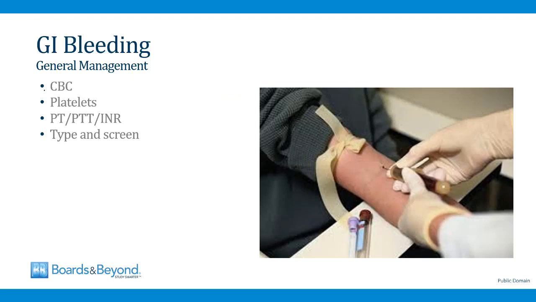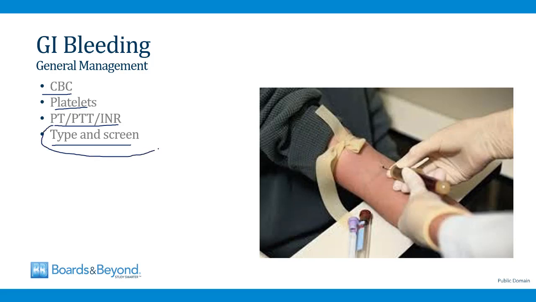Shown on this slide are some of the blood tests that are usually sent in patients who have GI bleeding. A CBC is usually done. This will measure the hemoglobin and hematocrit. The platelets also need to be measured. Coags are usually sent, including PT, PTT, and INR. And then lastly, you need to send a type and screen so that you can transfuse the patient if necessary.